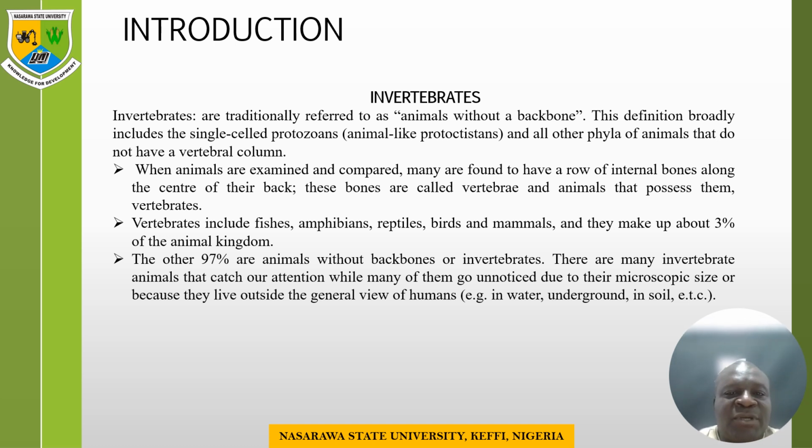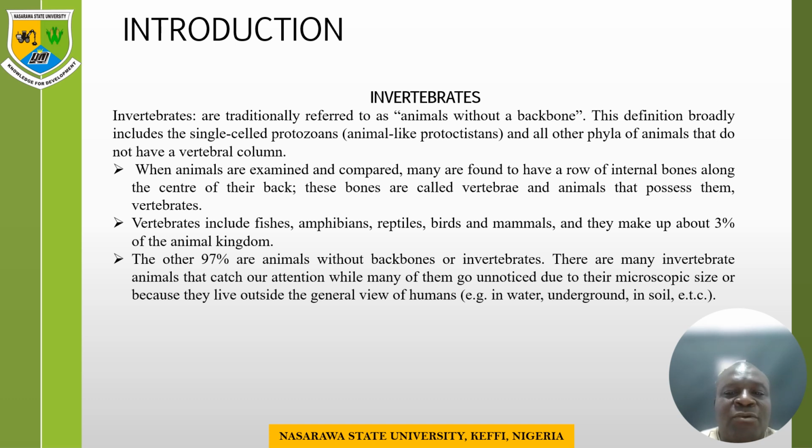Of all the organisms that we have in the world, both on land and in aquatic environments, the vertebrates include fishes, amphibians, reptiles, birds, and mammals, and they make up only about 3% of the animals in the animal kingdom. The invertebrate organisms make up about 97% of the animals that we have in the entire universe. So the animals without backbones, the invertebrates, are the ones that caught our attention.